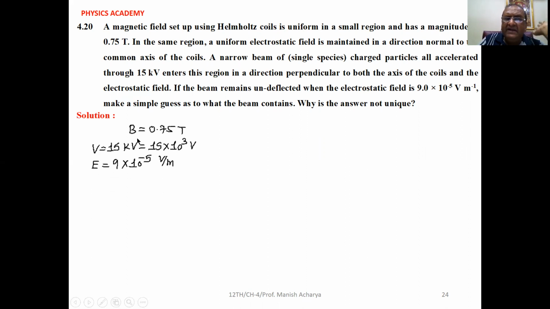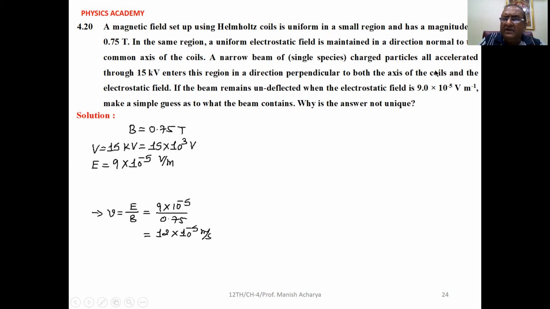See, magnetic field given to you, that is 0.75 Tesla. Electric field, that is 9 into 10 raised to minus 5 volt per meter. And the charged particles in the beam are accelerated by the potential difference of 15 kilovolt. So that is 15 into 10 raised to 3 volt.